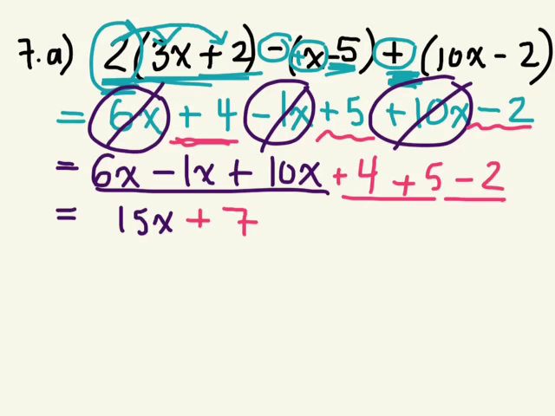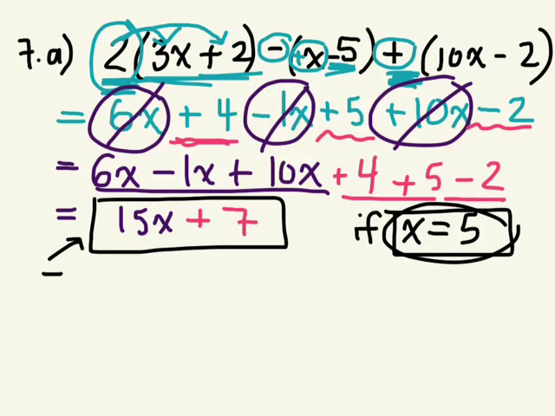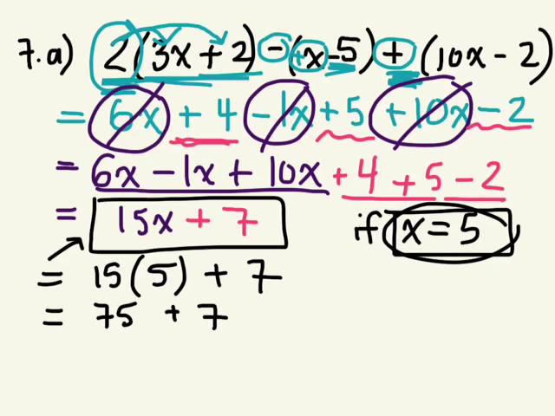That's it. Okay, we've simplified it, but there's a second part to this. It says, once you've simplified, figure out the value if x is equal to 5. What do I do with this information? So now that we have it simplified, it's going to be 15 bracket plus 7. Good. What's 15 times 5? Plus 7 equals 82. Raise your hand if you got the answer as 82.